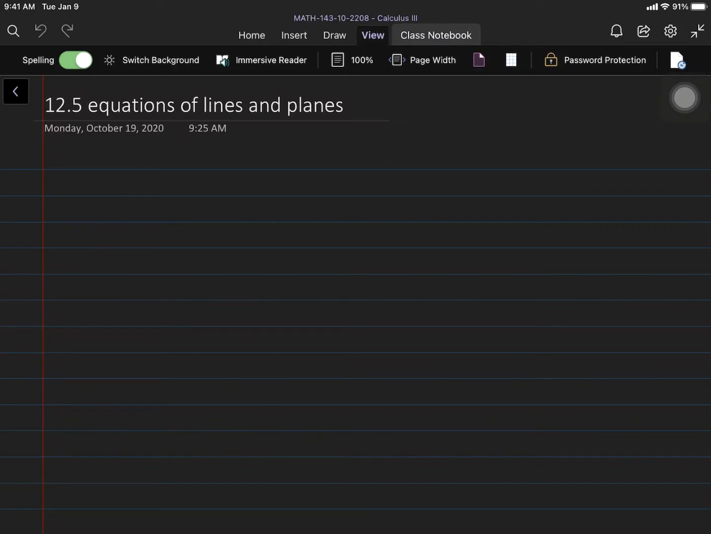Hello, in this section 12.5, we are going to learn how to find the line and the planes in space by using the vector method. So the first part we're going to do is called line and line segment.